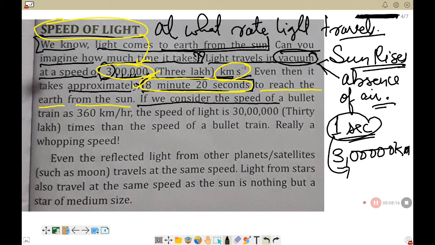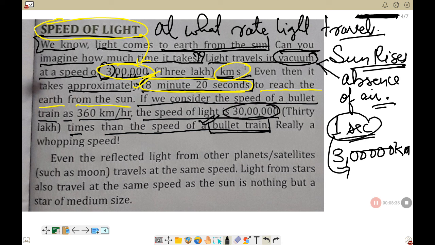So if we consider the speed of a bullet train as 360 km per hour, the speed of light is 30 lakh times the speed of the bullet train. Compared to the bullet train, the speed of light is 30 lakh times more, because the speed of the train is only 360 km per hour. That too in 1 hour it travels only 360 km, but here you see that in 1 second light travels 3 lakh. Are you getting my point? Understood? So it's really a whooping speed, a frightening speed.